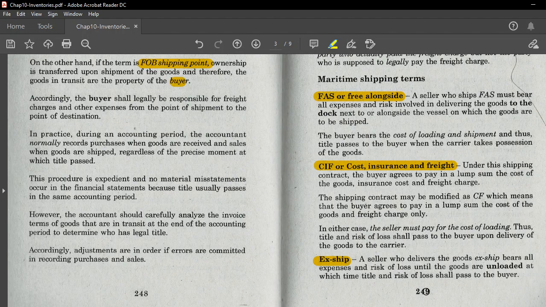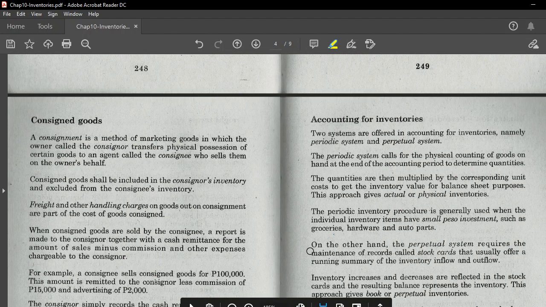So, if that's the case, who is the owner of the inventory? Katong majority. Who is the majority? Si seller. So, free alongside and CIF. If mauni ang ato ang mga shipping terms, buyer is the owner. But if ex-ship, seller is the owner.